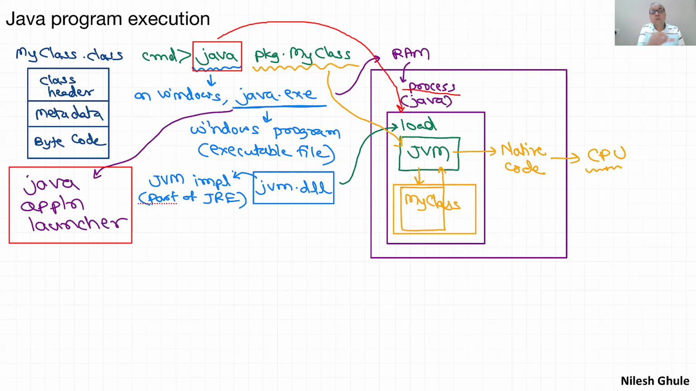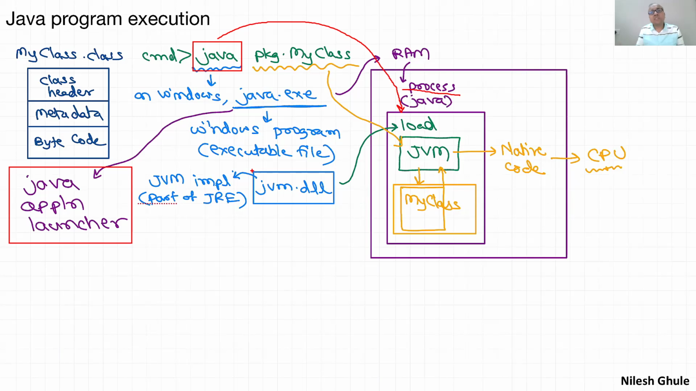However, this particular code, that is bytecode, metadata, that is not understandable by the Windows operating system. It is understandable by the JVM. So your Java application launcher, something it does is it brings the JVM into the memory.